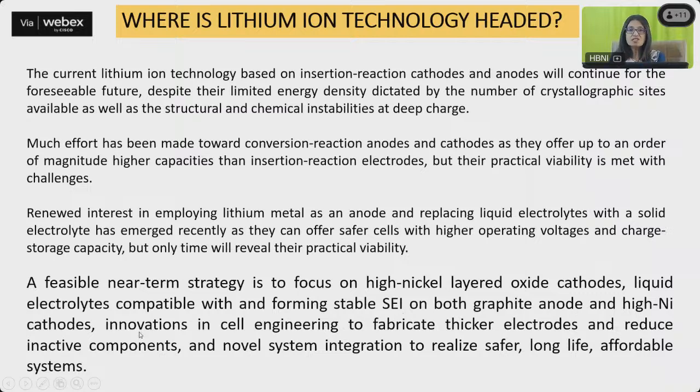You can have innovations in cell engineering to fabricate thicker electrodes and reduce the inactive components, because whenever you're preparing these electrodes, you're not only using active material, you're using a binder, you're using a conductive material like carbon. So these are all inactive components. They add to the weight of your electrode, but they are not contributing to the electrochemical reaction. So if you bring down the inactive components, you increase the energy density of your battery. And you have novel system integration to realize safer, long life and affordable systems.